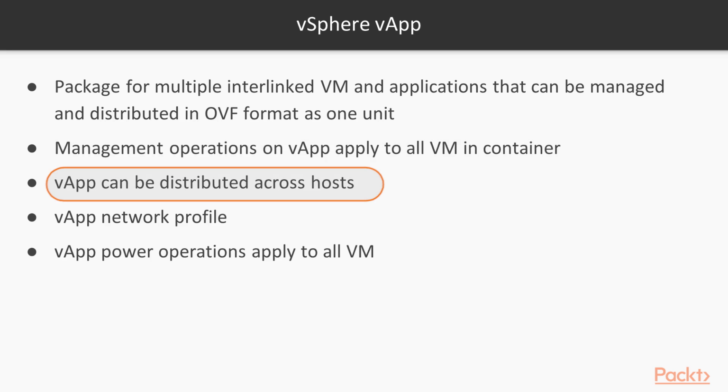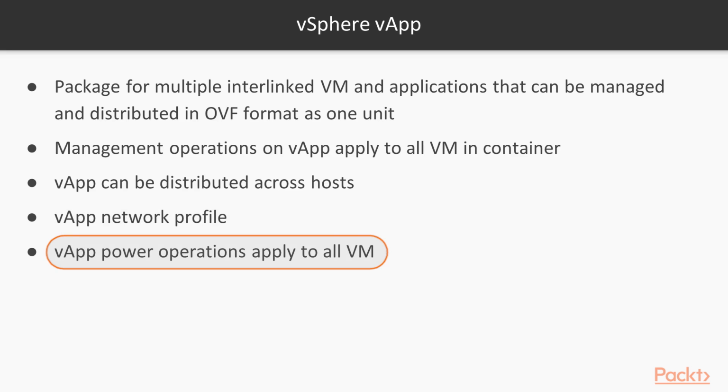The virtual app obviously can have components that can be distributed across hosts. You can specify a network profile for a vApp, which is basically a pool of IPv4, IPv6 addresses, and vCenter assigns those addresses from the pool to these multiple interlinked VMs and applications within the vApp when a vApp actually starts up. And to make a note of the power operations for vApps, when you apply power operations to vApps, they apply to all the virtual machines within that vApp. So vApp is a very, very useful facility, and there are many distributed applications that are packaged in this manner.